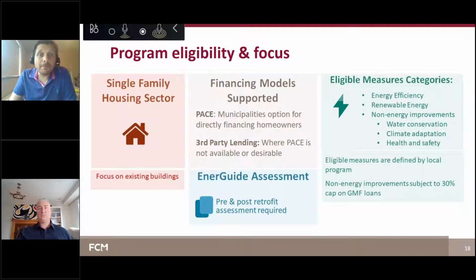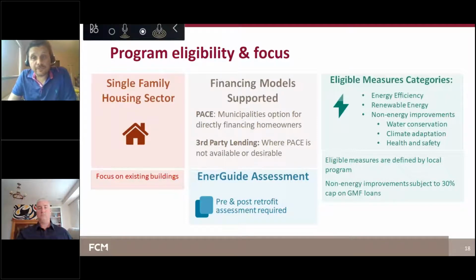In terms of the eligible measures category, energy efficiency improvements like insulation, heating and cooling systems, windows, doors are supported. Renewable energy installations are also supported, like solar rooftop PV. Now, I want to stress that GMF is really encouraging a bottom-up program design where we are allowing municipalities considerable freedom in identifying the individual improvements that fall within the energy efficiency, renewable energy categories. So we're not being overly prescriptive as far as measures go.